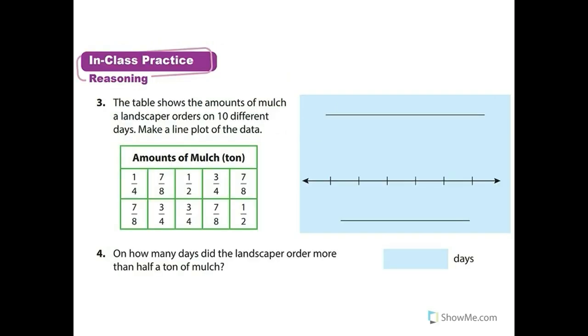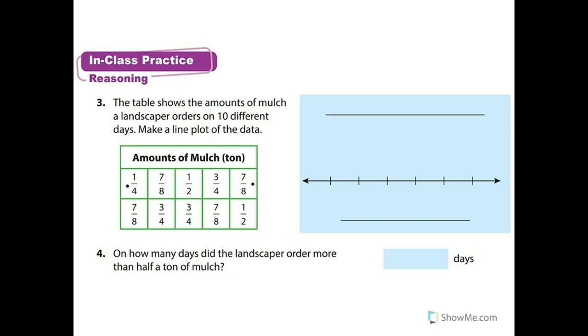Alrighty, well, let's do number 3 here. It says the table shows the amount of mulch a landscaper orders on 10 different days. Make a line plot of the data. I want you to go ahead and do that. Make a line plot of that data, and then we'll go over it. Alright, so first thing we need to do is figure out our amounts here, right? And again, let's do eighths. So our first one, do we have any 1/8? No. Do we have any 2/8?